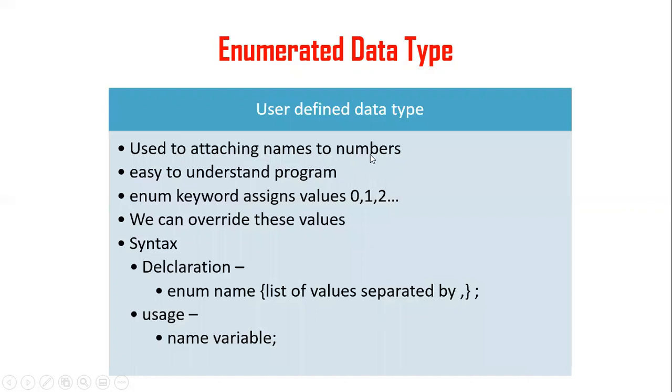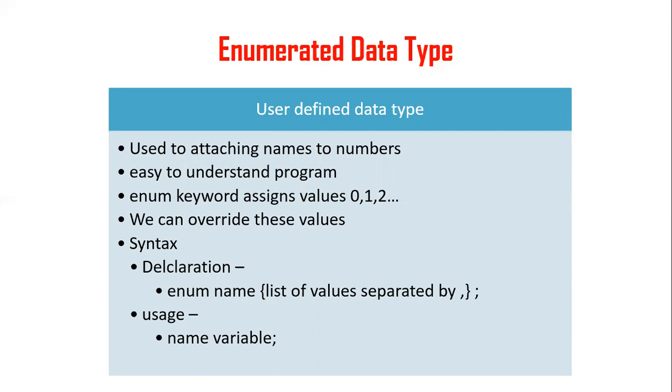Names to numbers. So you have numbers ranging from 0 to infinity. By enumerated data type, for each number we can assign some name. Also, the use of enumerated data type makes us understand the program easily. By looking at words instead of only numbers, it will be very easy for us to understand the program.